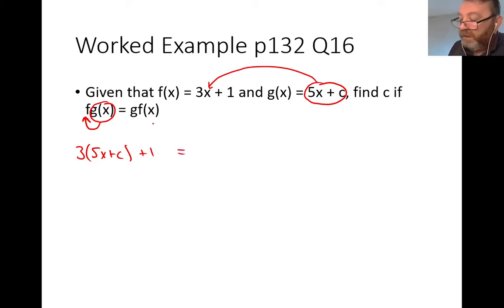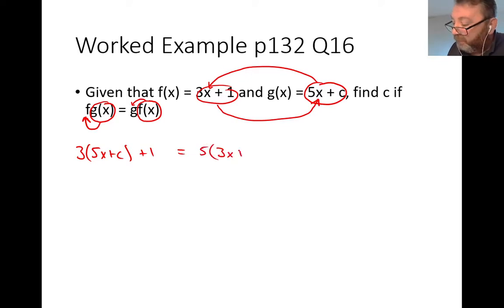And that's to be equal to g of f of x, or g after f of x. So now I'm going to take f of x and put it into g. So now I've got to do it this way. I've got to take the f of x there, and I've got to feed that into g, wherever x is there. And that becomes 5 times 3x plus 1 plus c.